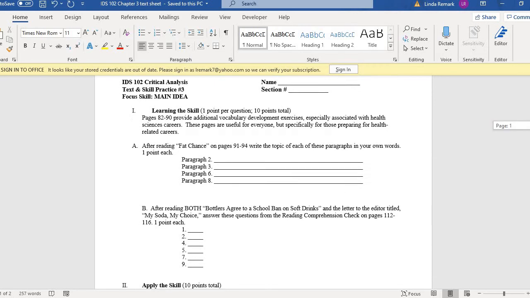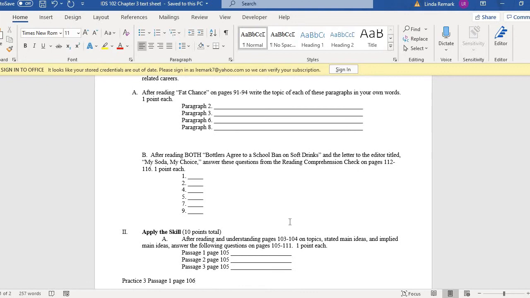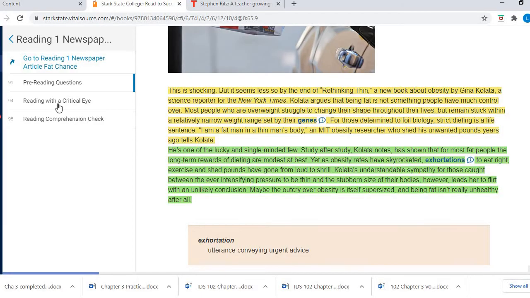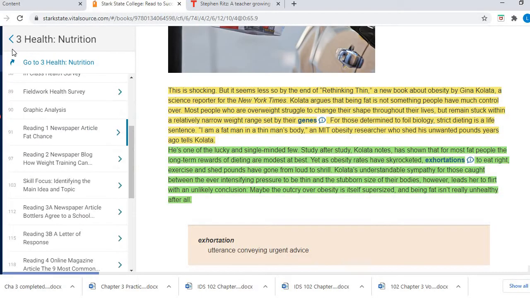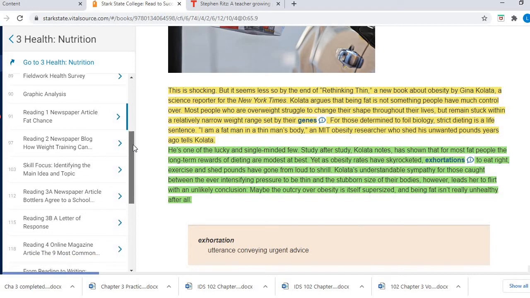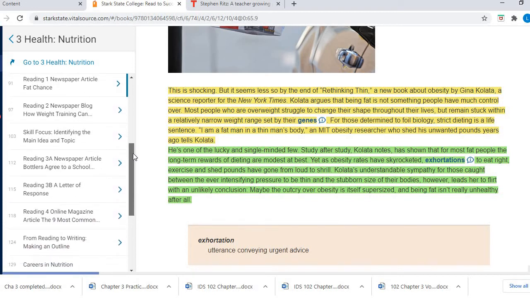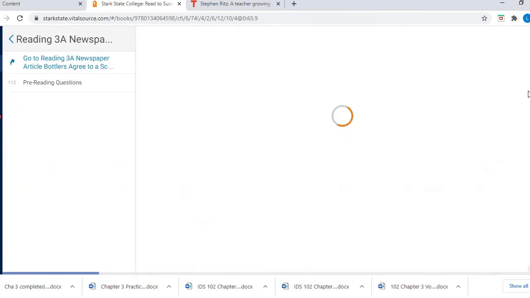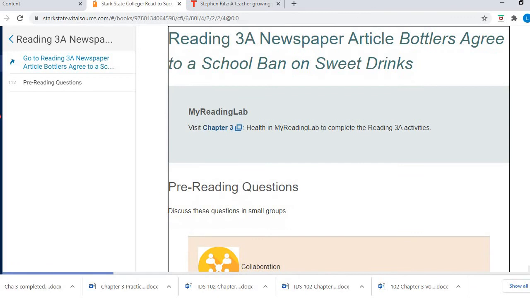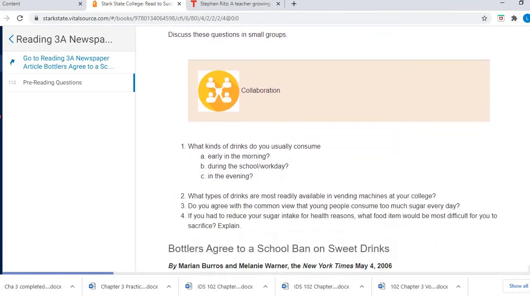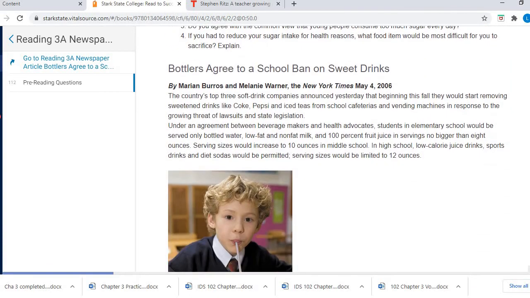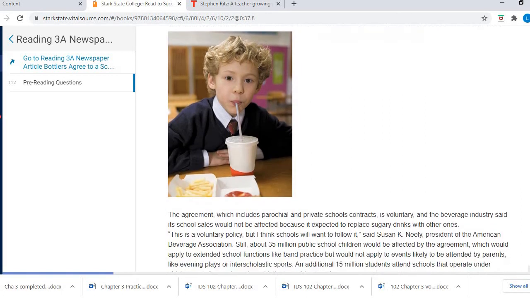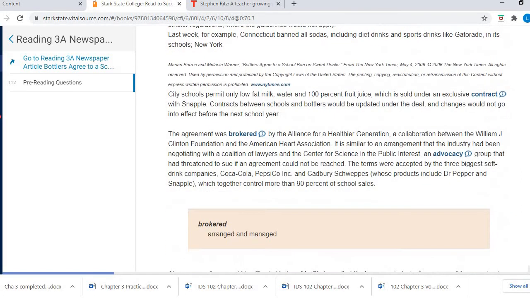All right, Part B then, you have 2 articles to read for this one. So I'm going to go over here. I'm going to get back out. Part B says you're going to read Butler's Agree to a School Ban on Soft Drinks, as well as My Soda, My Choice. So I'm going to scroll down and we're going to click right here. Here's the first one, School Ban on Soft Drinks. Okay, so here's like the little article, and you see it's dated, it's from 2006, but some of these discussions still come up even now.